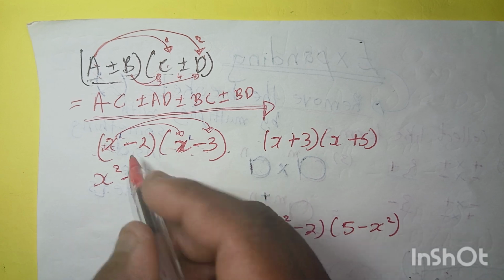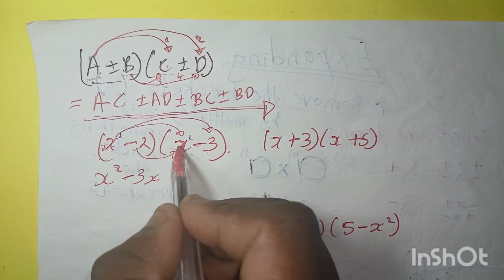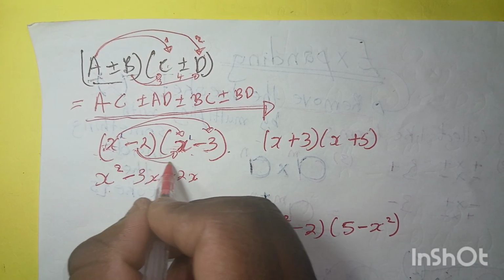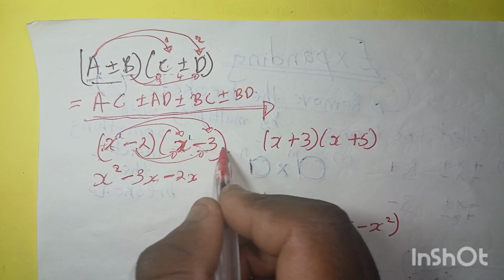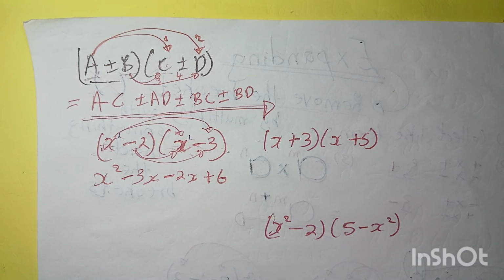Do you see? And here, multiply by this one. Here I got different signs as well. It's negative 2x. This multiply that one. Here I got the same sign. I got positive 6. I hope now you will follow me.